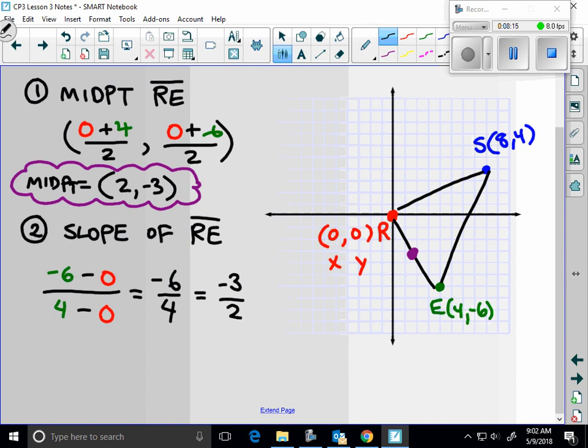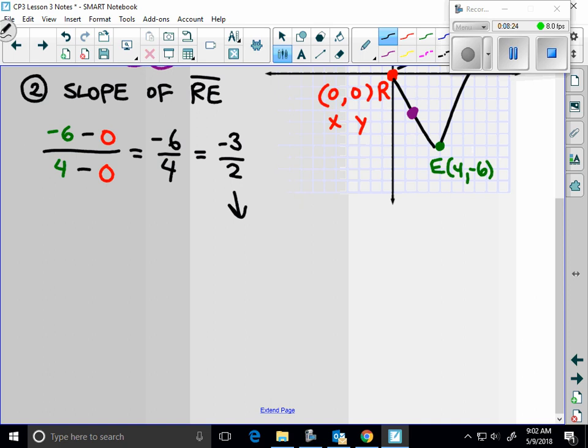I want the perpendicular slope. What would a slope perpendicular to negative 3 halves be? Yeah, flip it over and change its sign, so 2/3. Okay, so this would be the slope of a line perpendicular to RE.